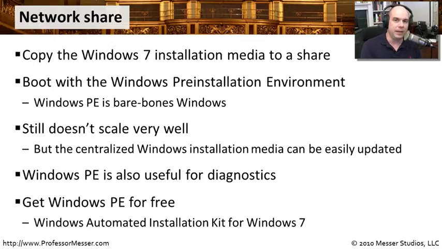Now, the Windows PE that comes with the Automated Installation Kit is not ready to go out of the box. You have to do a couple of things first to create an ISO image of something that you can use to boot from, but it's not really that difficult. Let's see how that would be done.